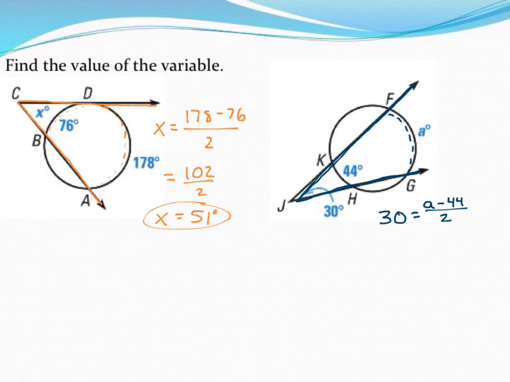So notice my variable is in a different spot this time. If you watched the last video, you know what we're going to do next. I want to get rid of that divide by 2, and the opposite of dividing by 2 is to multiply both sides by 2. So I'll start with that.